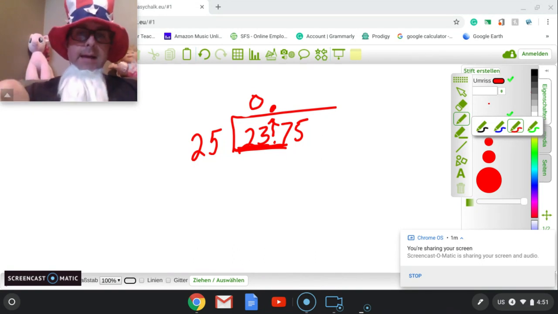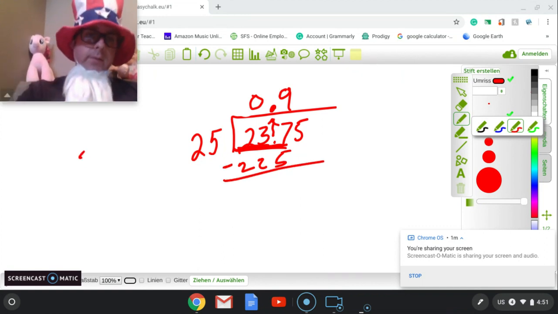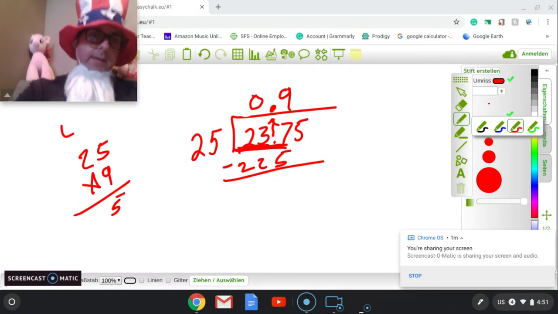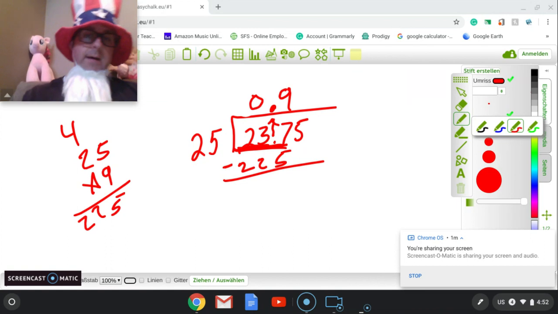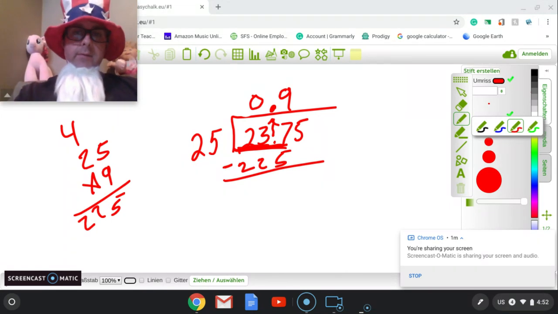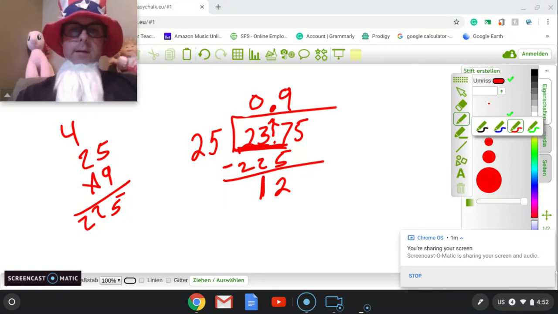So I'm going to put my 9 above the 7, and then I'm going to do 25 times 9, which is 225. If you don't believe me, you can check it over here. 25 times 9. 9 times 5 is 45. 9 times 2 is 18, plus 4 is still 225. So then we subtract. 7 minus 5 is 2. 3 minus 2 is 1. And then 2 minus 2 is 0. You can either write your 0 in or leave it alone.